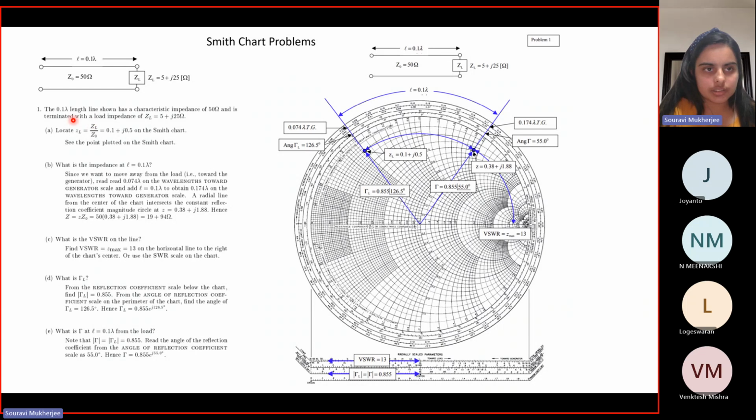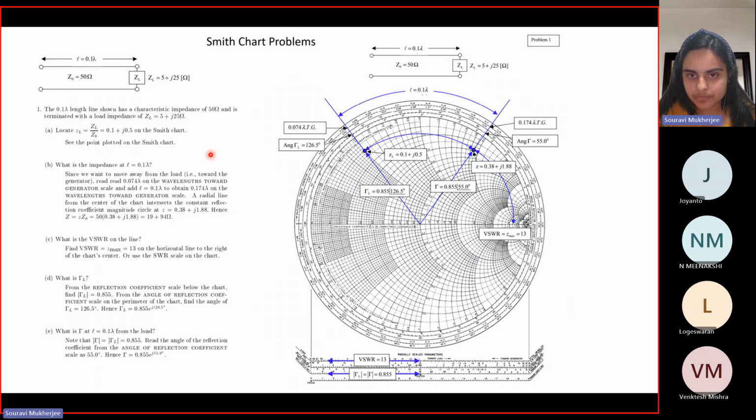So here the question says that this is the characteristic impedance, this is the length of your transmission line, and this is your ZL at the load. The question asks how we represent the normalized impedance. The first thing one should know how to do is to normalize it with respect to the characteristic impedance of your circuit. So if this is your ZL, ZL by Z0 will be the normalized impedance. And now what you have is 0.1 plus j into 0.5.